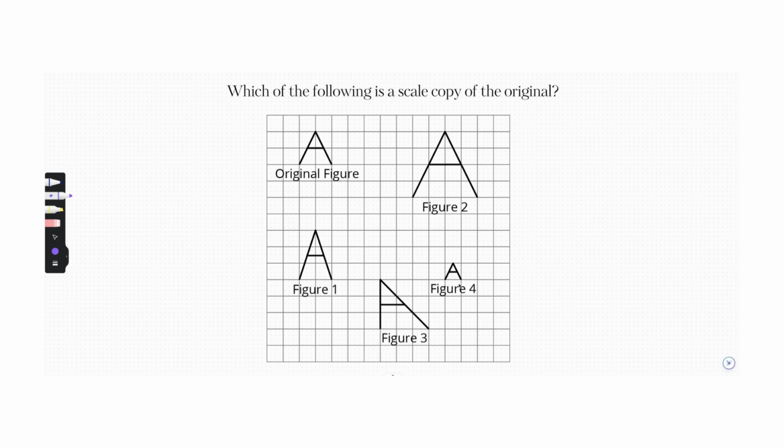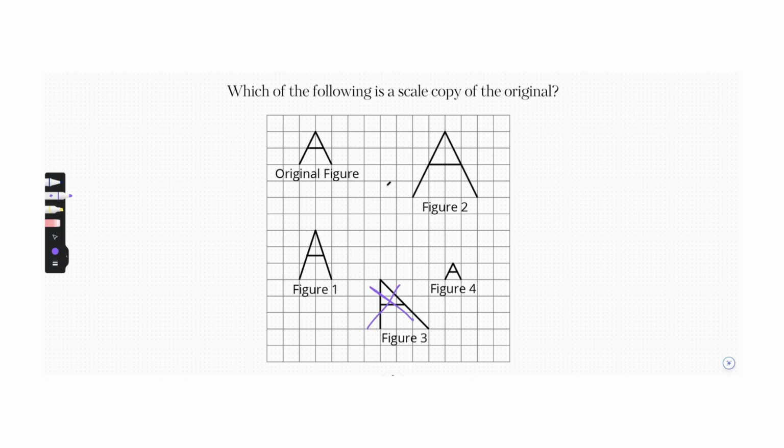So first of all, can you tell which one of these automatically is not a scale copy? Because remember, a scale copy has to be the same shape. So if you look at figure 3, notice figure 3 is not the same shape as the original A. So we can just automatically cross this one off. But now let's look at figure 1, figure 2, and figure 4 to see if they're a scale copy of the original.